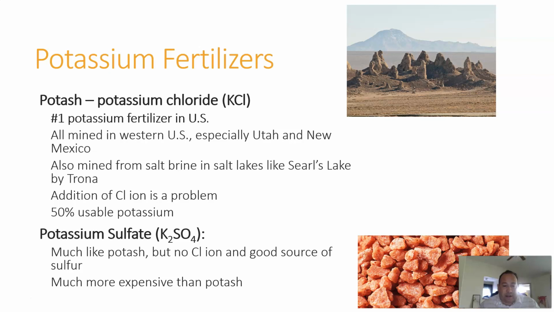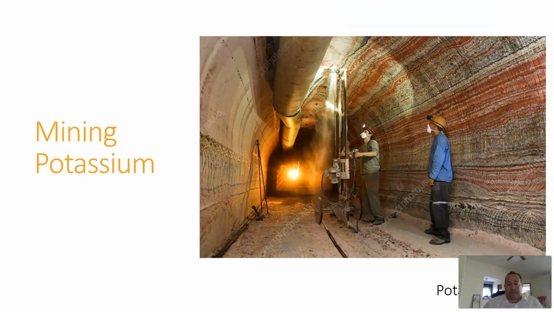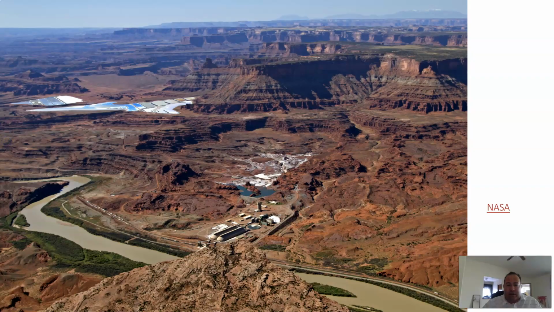Potassium sulfate is similar to potash, but you don't have the chlorine, and you get that good source of sulfur, which a lot of plants don't mind having. Potassium sulfate, though, is more expensive. And this is what it looks like when you're mining potassium out. This is a potash mine, and this is kind of the overview of what that looks like.